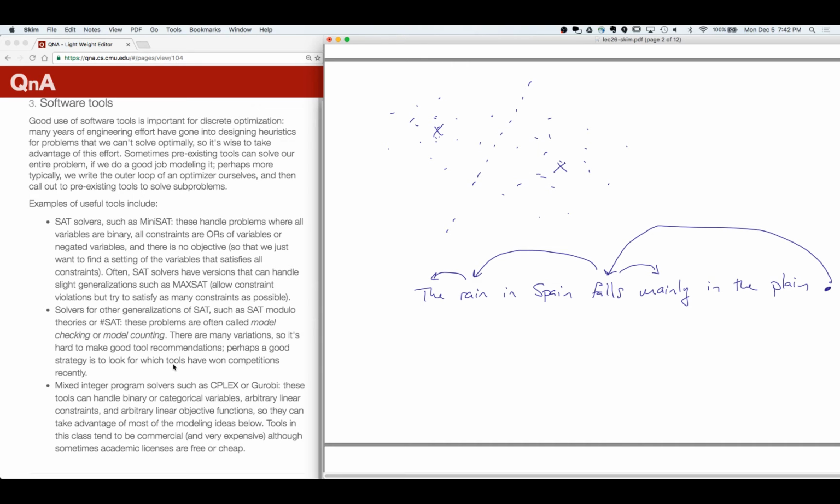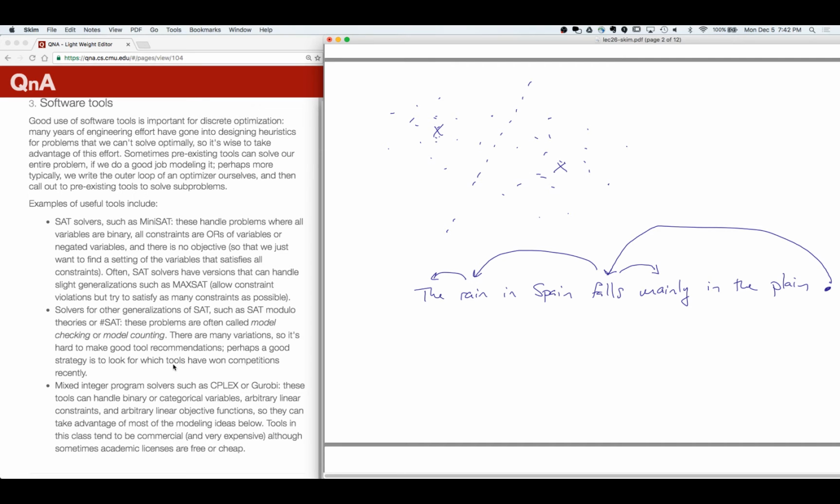So some types of tools to be aware of are SAT solvers. SAT is the problem of finding a feasible assignment to a bunch of true-false random variables subject to logical constraints of the form like A or not B or C. And it's an NP hard problem, but there are very effective heuristics, and people have competitions and routinely solve SAT problems that are really large.